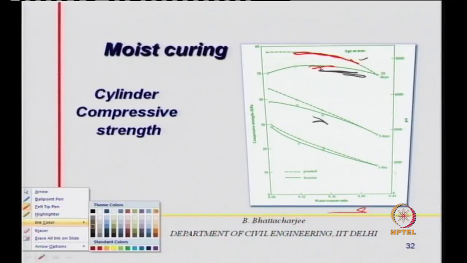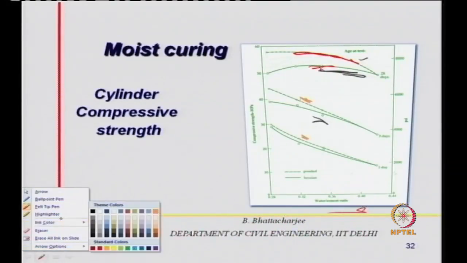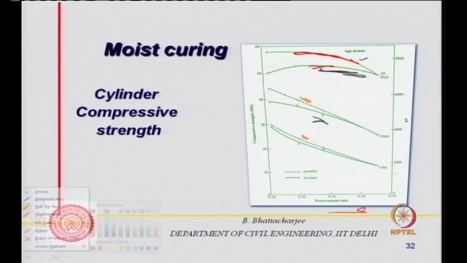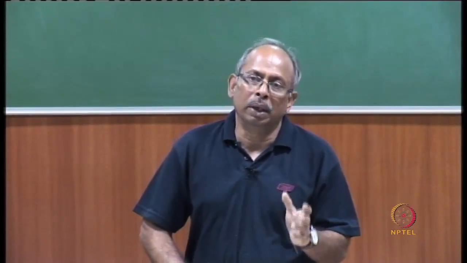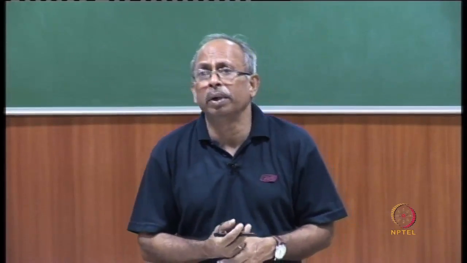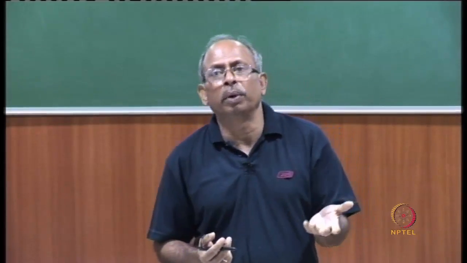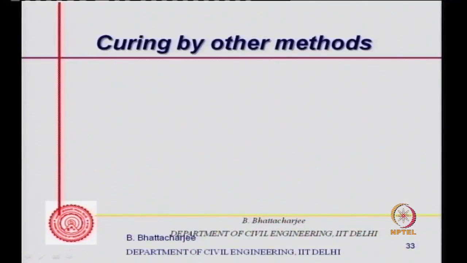Ponding does a better job. Ponding is here, and Hessian is relatively lower. This is for 1 day, this is for 3 days, this is for 28 days. So ponding does a better job than Hessian, or putting a water absorbing cloth or something covered. Basically what we want to see is the qualitative, because quantitative values do not make much sense, as they will vary from concrete to concrete. So ponding is a good thing when you have the facility.